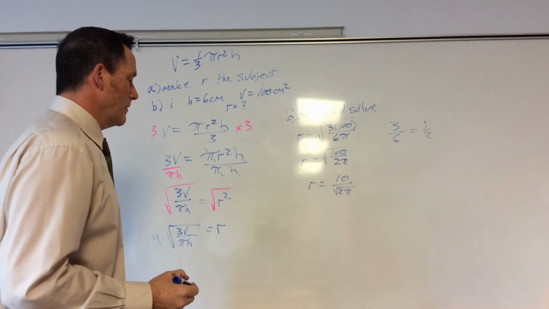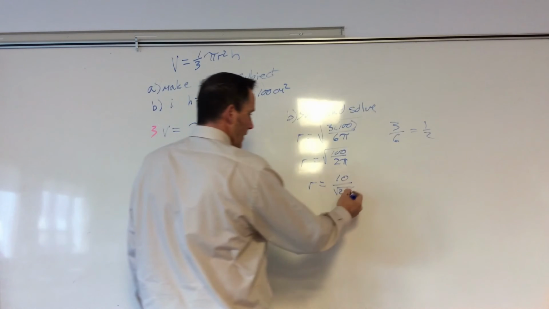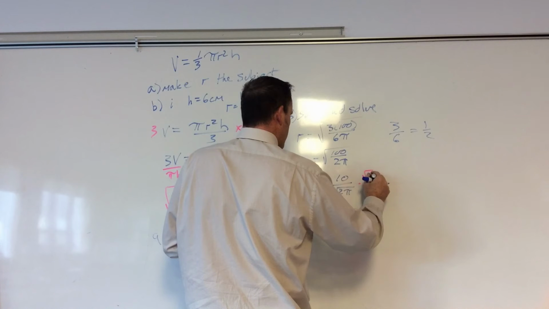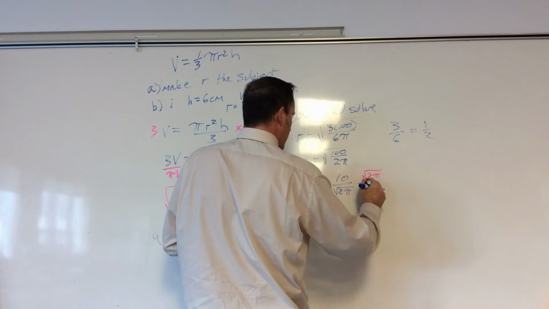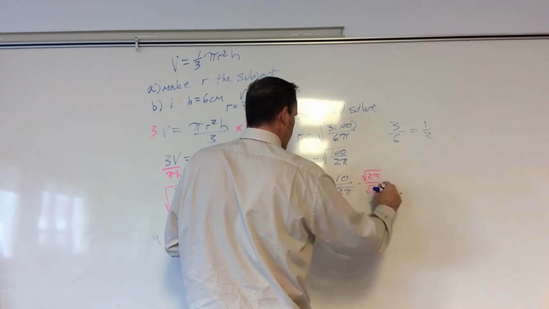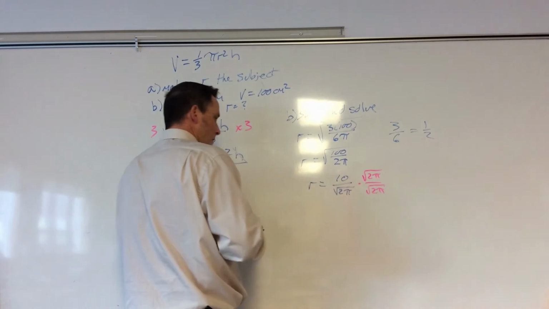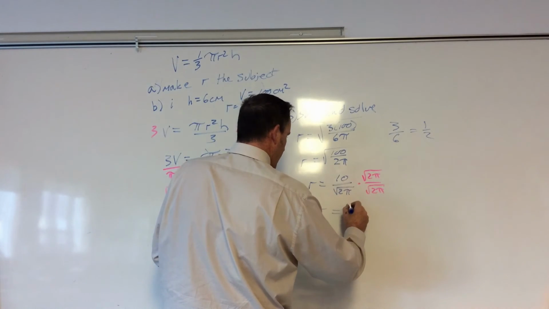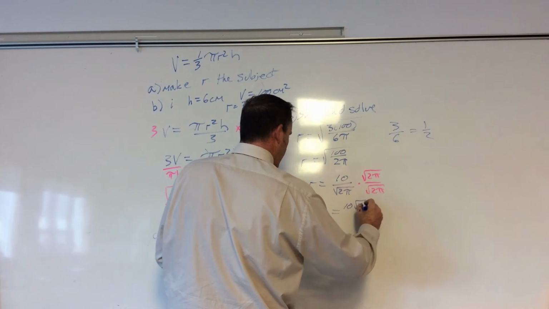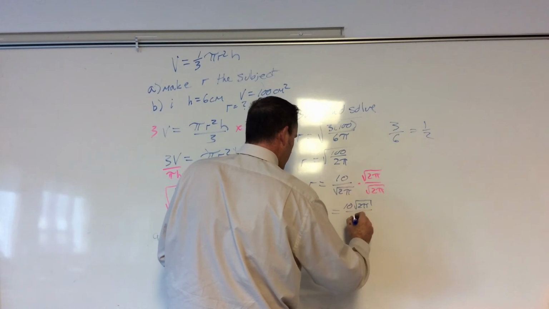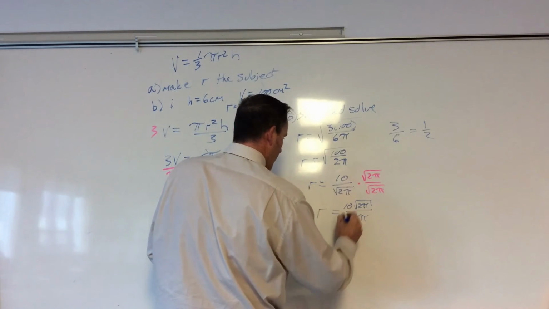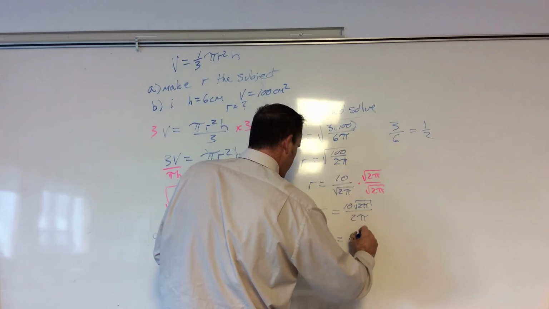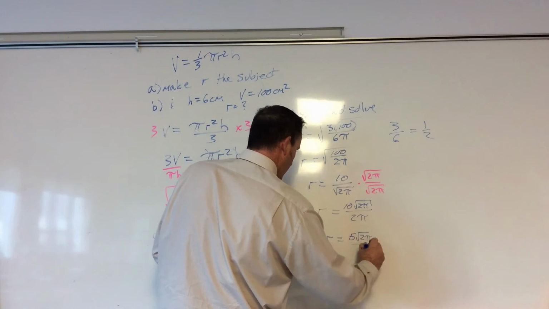Just because it's fun to work with simplifying radicals, you're not allowed to have that in the denominator. So I get root 2 pi over root 2 pi. And that gives me 10 root 2 pi over 2 pi. Again, simplify again: 5 root 2 pi over pi.